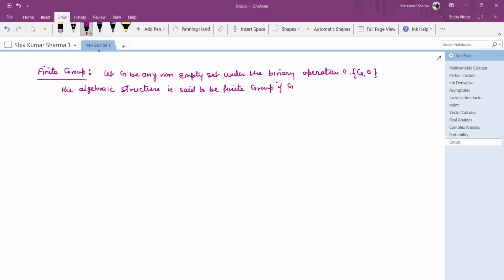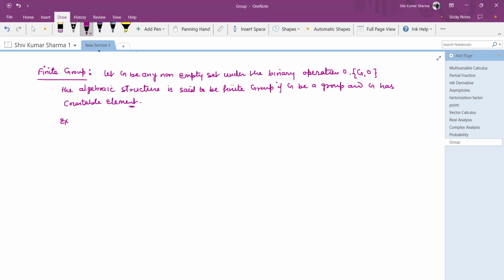if G is a group and G has countable elements. G has countable elements. That means G satisfies all the properties of a group, and G having countable elements means a finite number of elements. So then G is said to be a finite group.